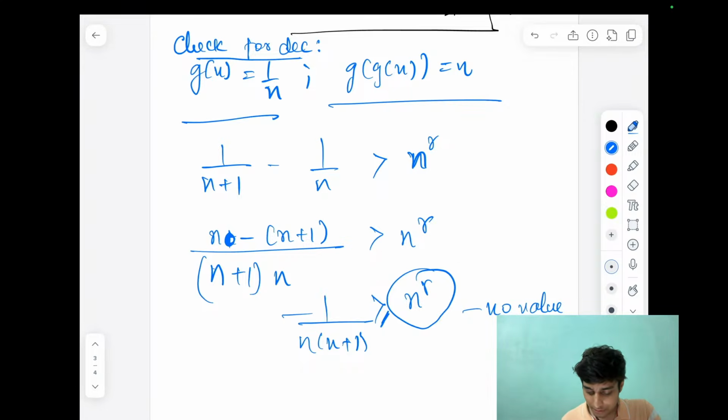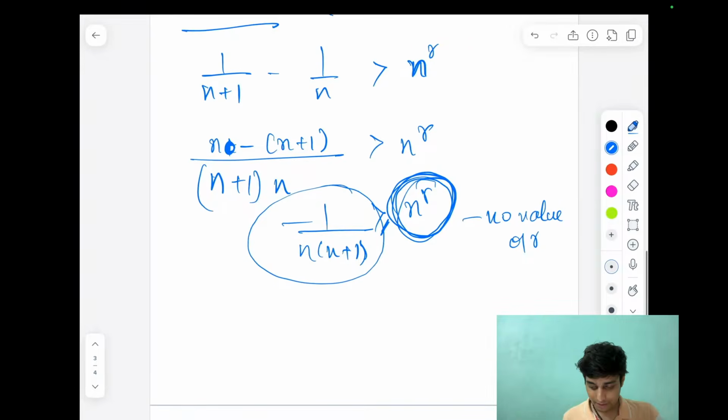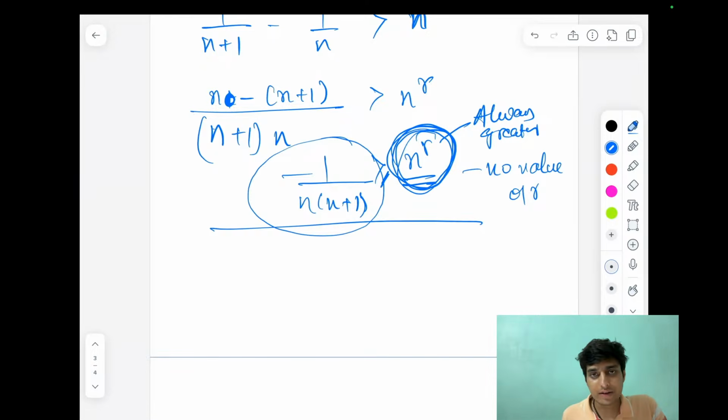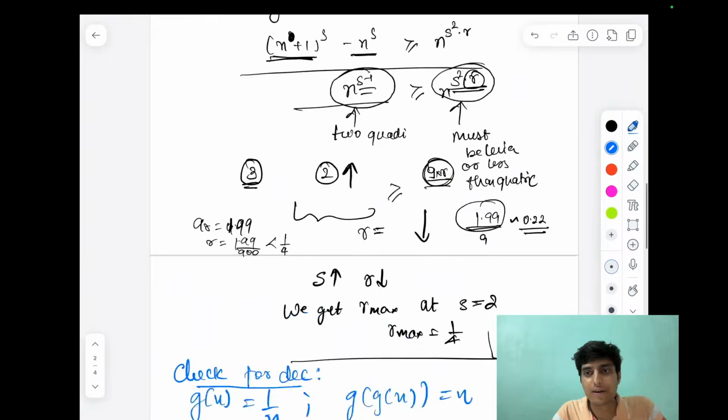Even if I put anything, because this is a negative decreasing function and n to the power r is simply, it can be n square or anything, so this value is always greater. So we have concluded, although we knew it, that the decreasing function does not work for us. But what can we say accordingly? We cannot say anything new from here, because we know we have got a maximum value 1 by 4.